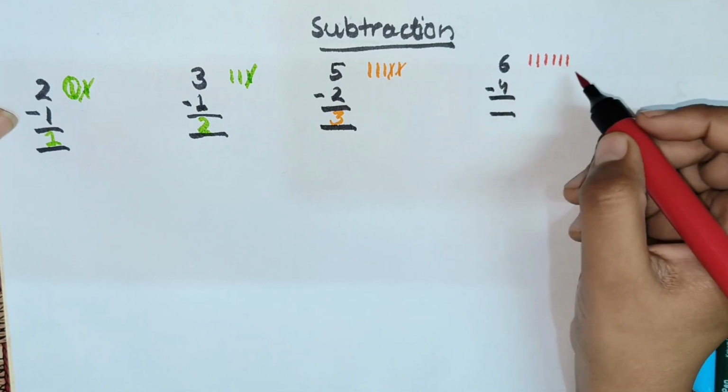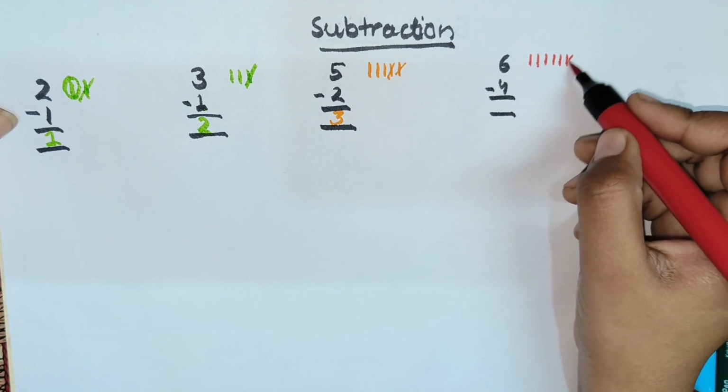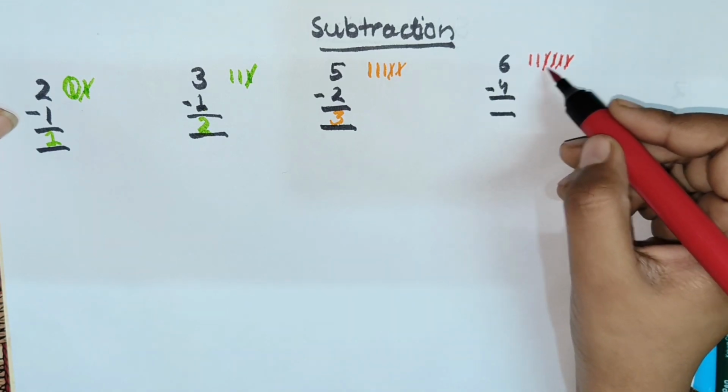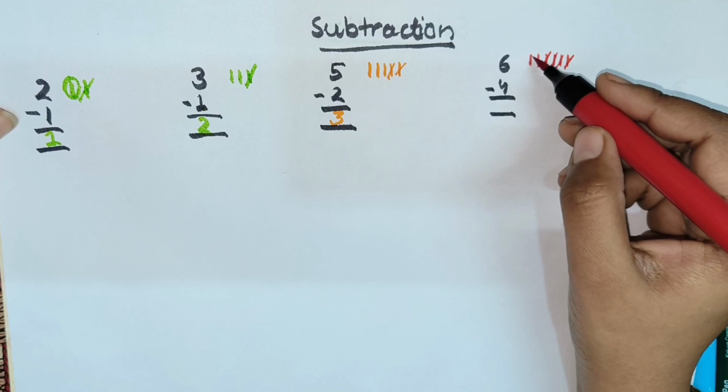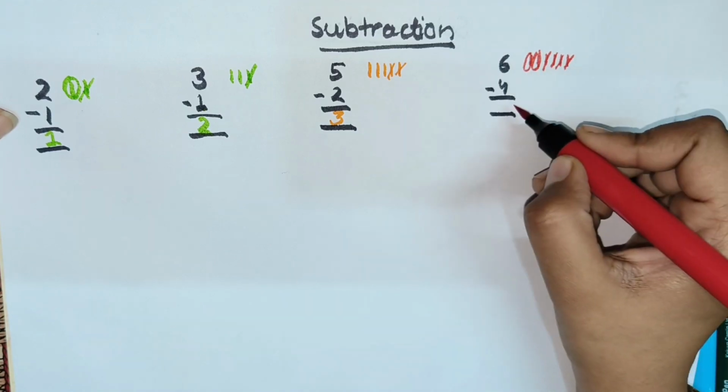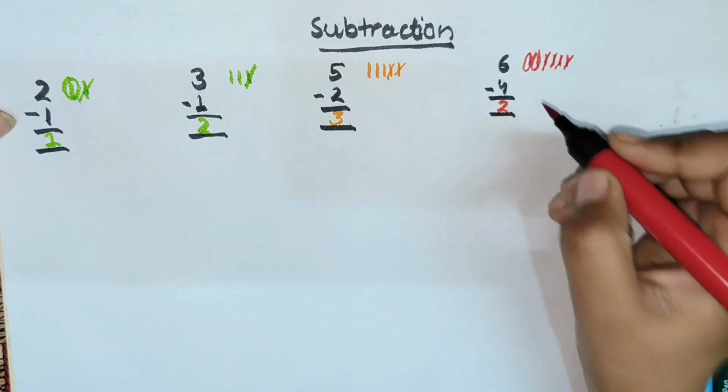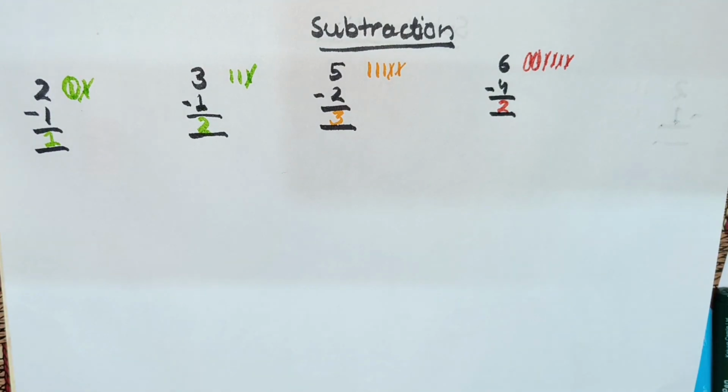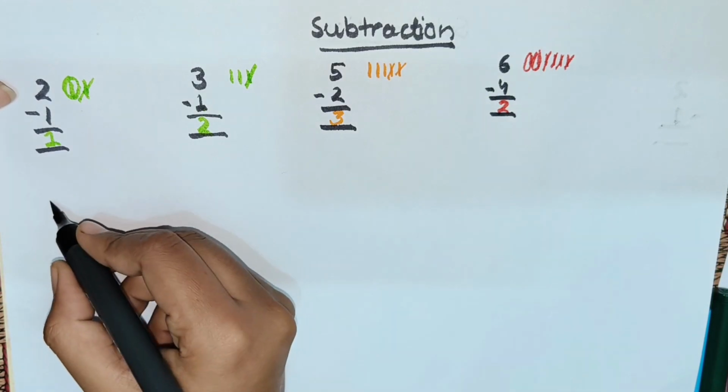Because here it is given 4. So we are cutting 4 lines. 1, 2, 3, 4. How many lines are left? 1 and 2. So the answer is 2. Okay, got it? Next question I am giving you 7 minus 3.